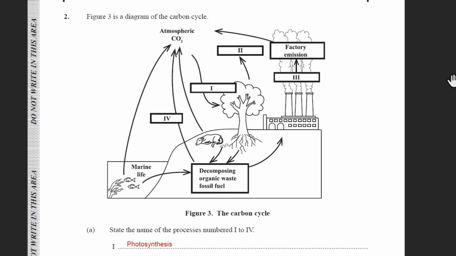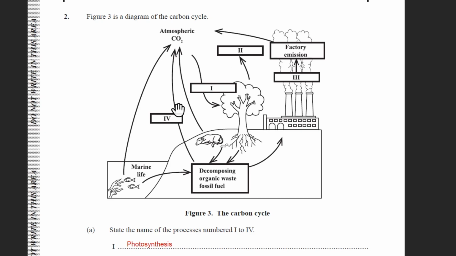Alright, so let's get into these carbon cycle, climate change and conservation questions here. So we are looking at June 2019, question 2. Figure 3 is a diagram of the carbon cycle. And here we have 4 parts labeled, 1, 2, 3, 4, that we have to label.